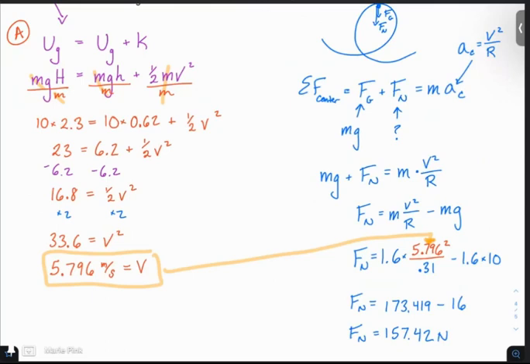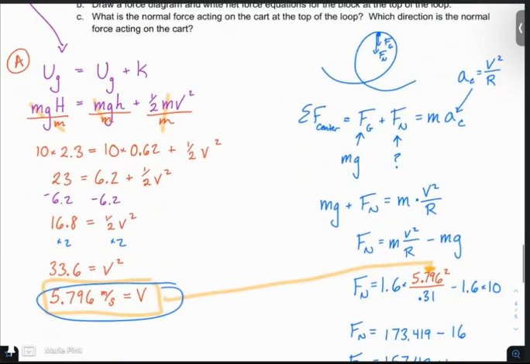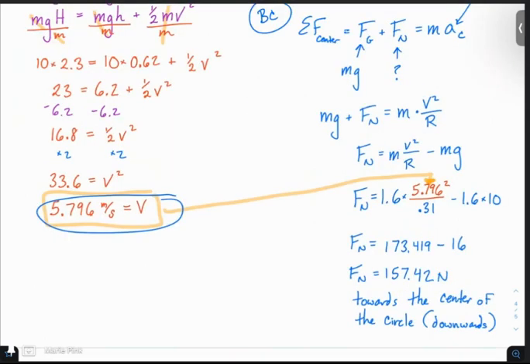Alrighty, so I go ahead and substitute all of those numbers in. I'm using the velocity from part A for my velocity here. And then I go ahead and solve, and I get a normal force of 157.42. And that normal force is going to be towards the center of the circle. So this is part B and C. Let me know if you have any questions.